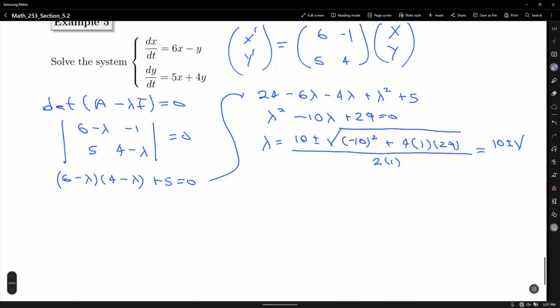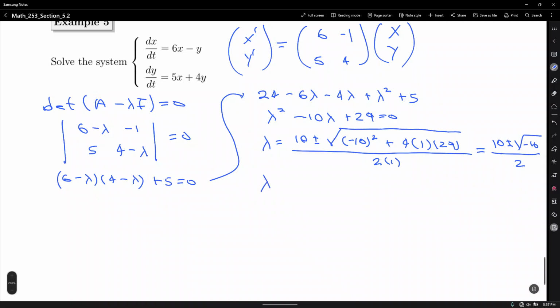Negative 10 squared is 100. 4 times 29, I believe, is 116. Yeah, 116. So that reduces to negative 16 inside of the radical, and then divide by 2. Well, 10 is still 10.